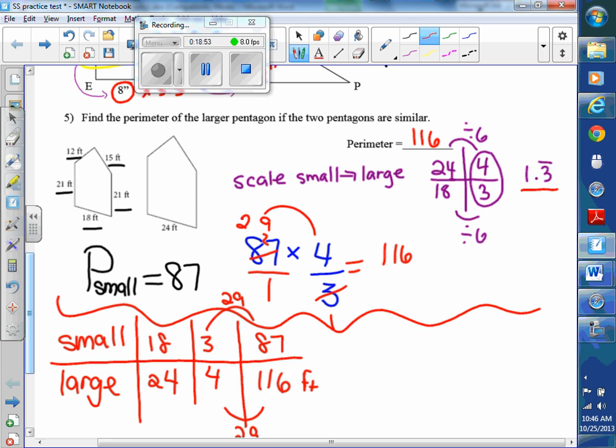Oh, you did each side. Okay. How many people did that? So think about this in a testing situation, you guys. That takes a 4-minute problem and makes it a 9-minute problem. You don't want to multiply each one of these if you can avoid it.